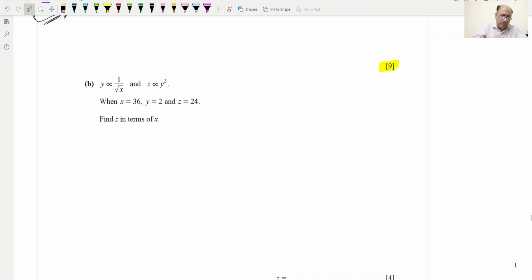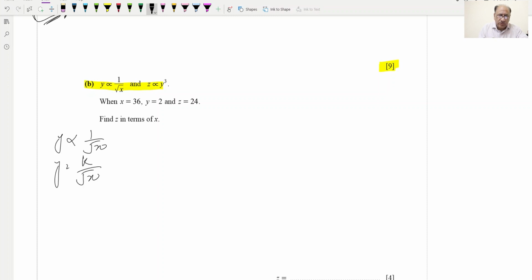Now B part says y is directly proportional to 1 over x. So y is directly proportional to 1 over x. We can write 1 over x root. So y is equal to k over root x.